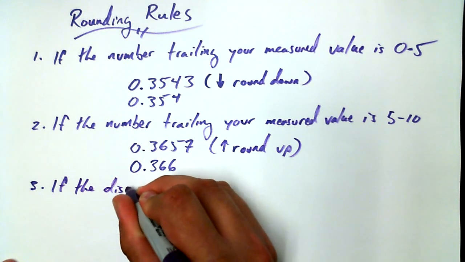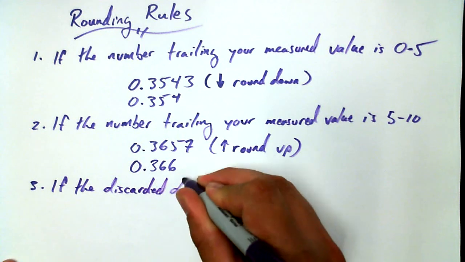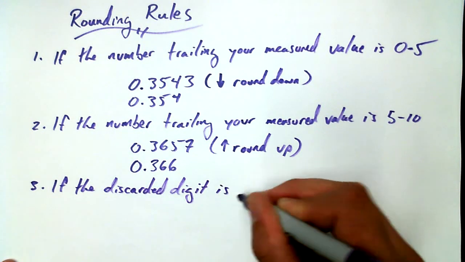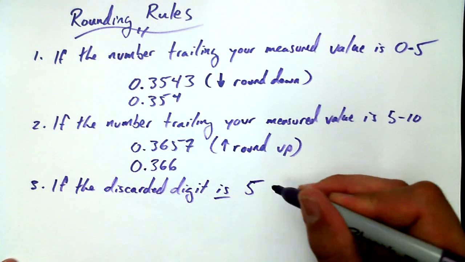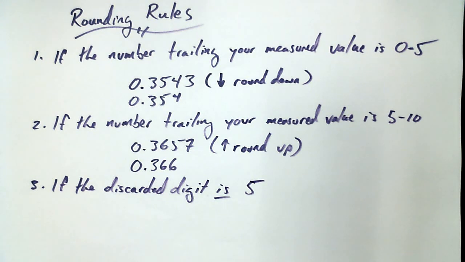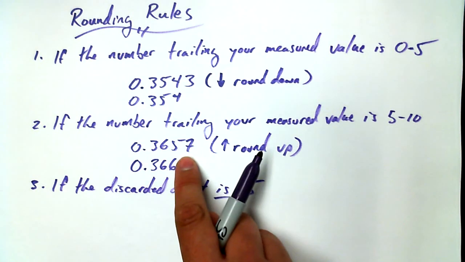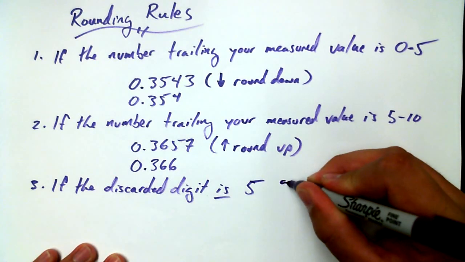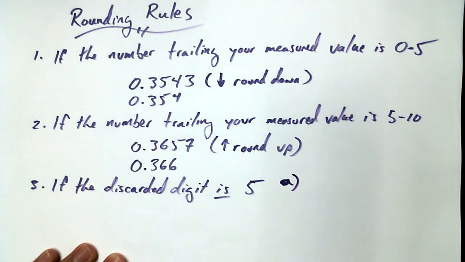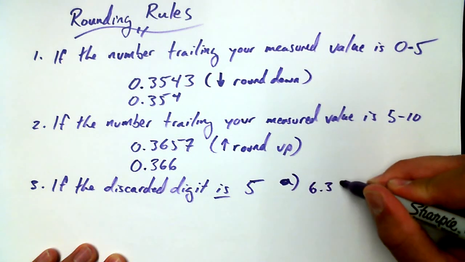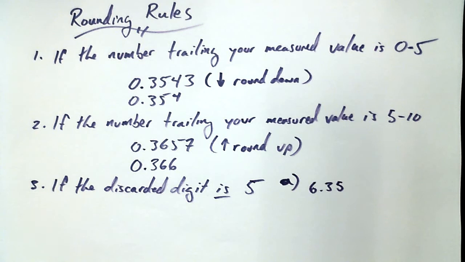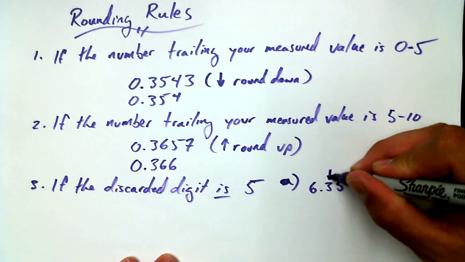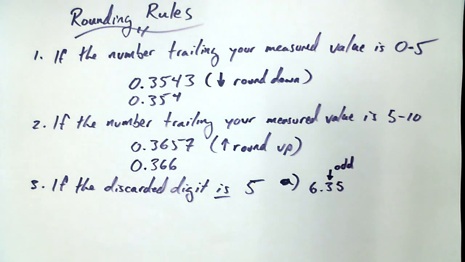If the discarded digit, let's call it, is 5, and when I say the discarded digit, I want you to understand that in this case we discarded the 3. In this case we discarded the 7. You know, when you're playing cards and you have to discard, you're throwing a card away. We threw away the 3 and the 7. If we're going to throw away a 5, there's a special rule. Okay? So if we have a value like this, if the discarded digit is a 5, so for example, 6.35, last digit's a 5, and I want to round this to 1 decimal place, there's a rule. And I want you to notice that this 3 here is odd. It's an odd number. So this rule has to do with the number preceding the 5 that we're going to toss out. So I'll write it down.